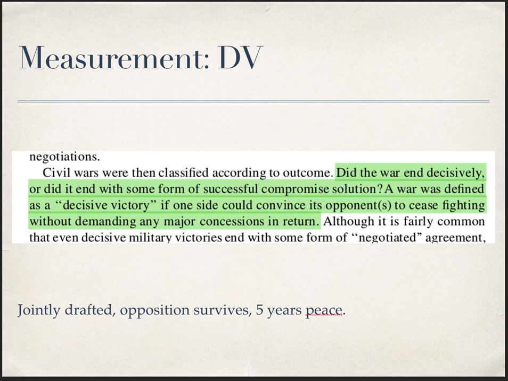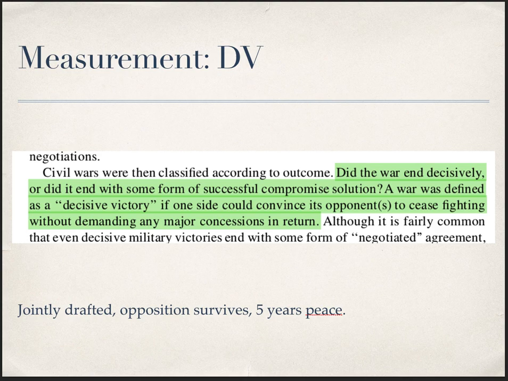The second DV that Walter cares about is whether the war actually ends, right? So a war ending decisively through negotiation can't be a decisive victory. We want to exclude any sorts of wars that end, again, in one of these negotiations that might look a lot like the Japanese-American negotiation after World War II. We also want to see, as a way to guarantee this, that the peace accords were jointly drafted, the opposition gets to survive, usually as a political party that has a real opportunity to win an election, and that the peace lasts for at least 5 years.